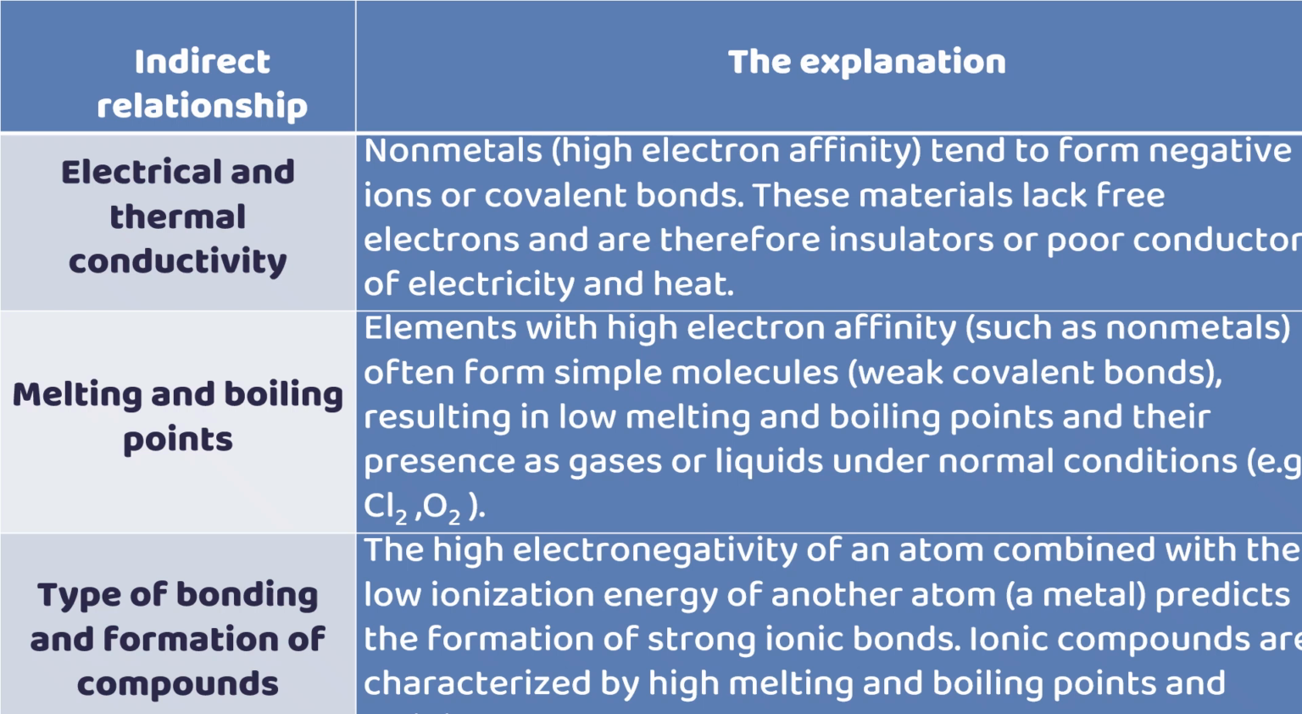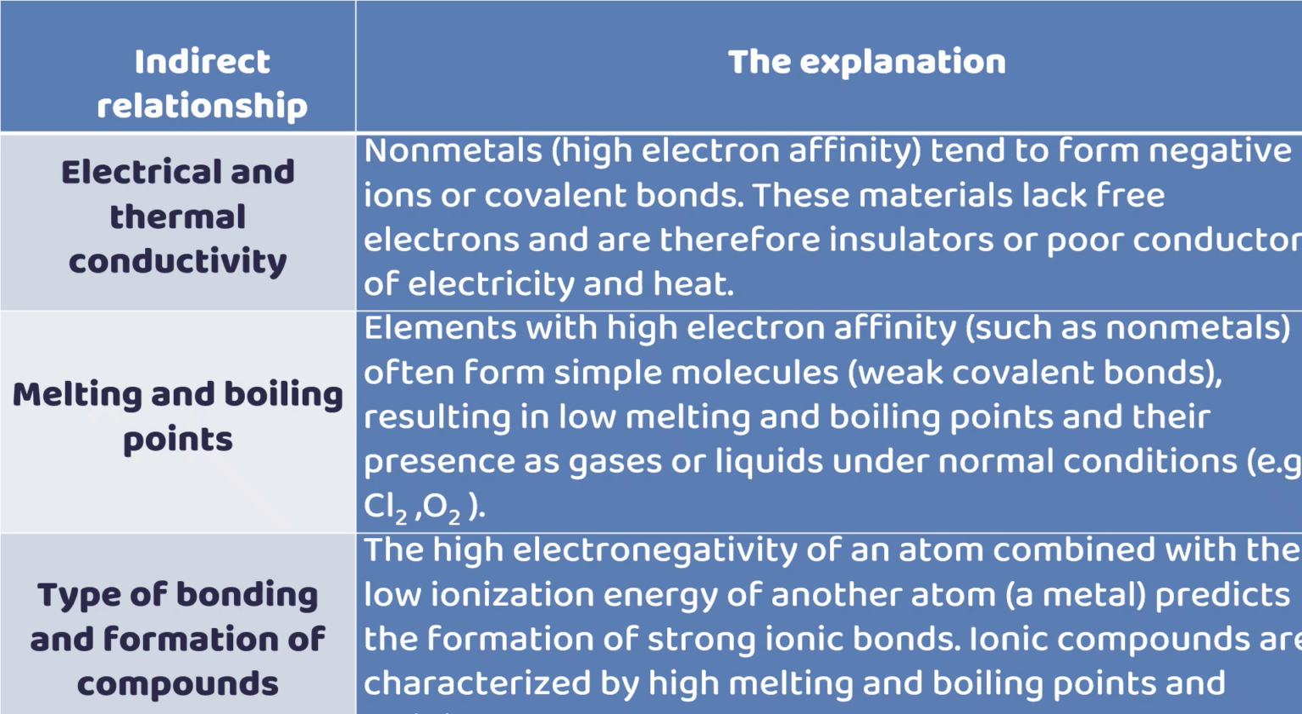Comparison with other periodic properties. Electron affinity is important because it helps us predict whether an element will form a negative ion, understand a nonmetal's reactivity, explain why halogens readily gain electrons, and analyze chemical bonding behavior.